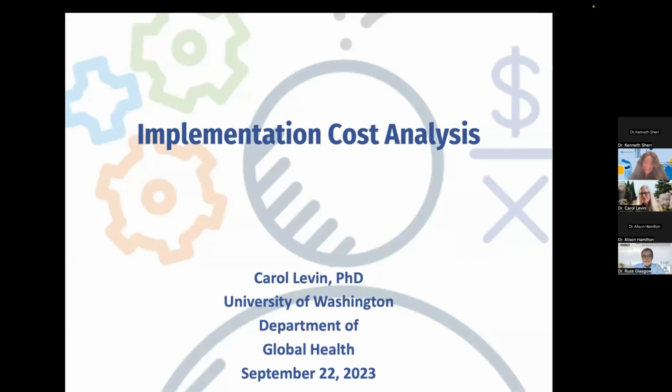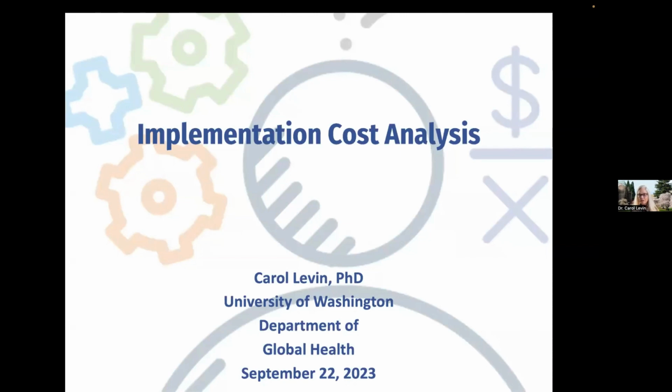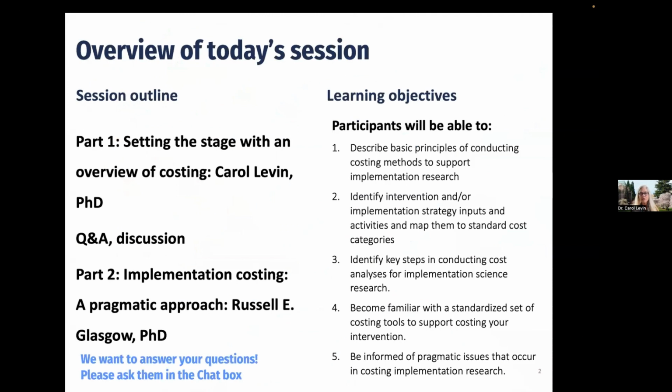Okay, so as I was saying, just want to let all of you who have never done costing know that I came at this as an agricultural economist and had to learn it. So I like to tell people, if I could learn it, so can you. Today, we have two parts. We want to build in question and answer and discussion.